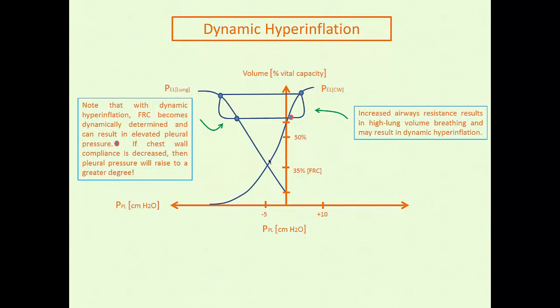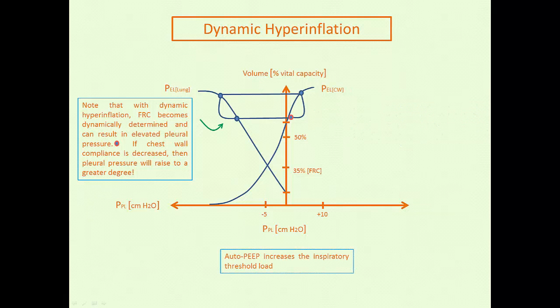In this patient, you can see that FRC becomes dynamically determined, and it follows the chest wall elastance curve, because as the lungs become hyperinflated and push out against the chest wall, the pressure that is generated between them, the intrathoracic or pleural pressure that is generated as a result, follows the elastance curve. And what this does is it leads to auto-PEEP, which increases the inspiratory threshold load, and that's this pink dotted line here, which you can see between your FRC and the intrathoracic pressure at which airflow begins to occur.